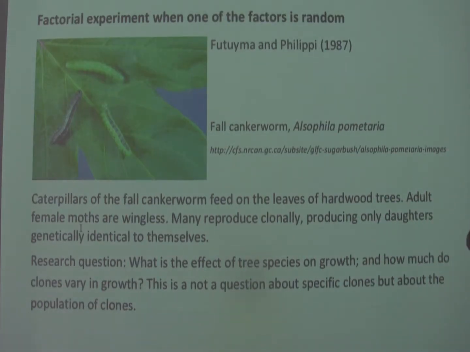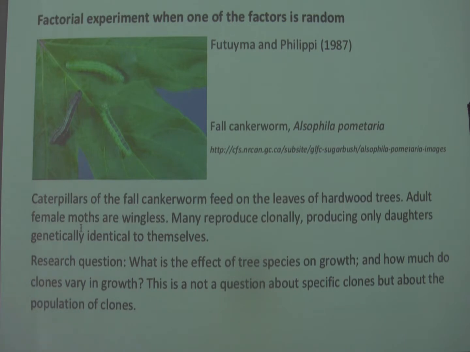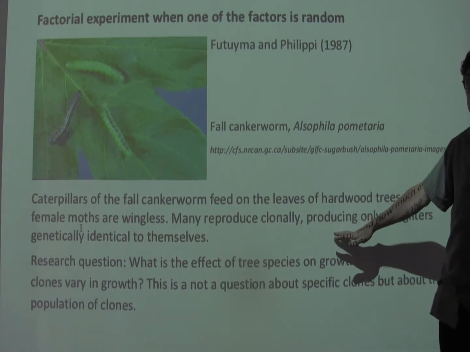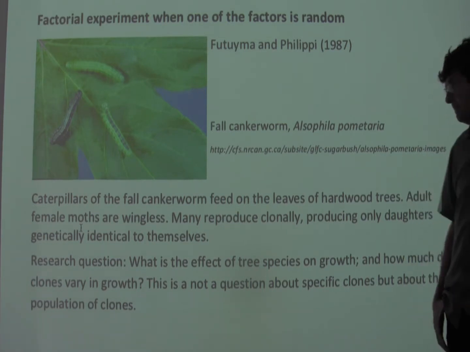Here's an example. So here's a factorial experiment, again involving two treatments, but now one of the factors is random. This is a study by Fatuma and Philippi on a moth called the fall cankerworm. This is a caterpillar of some agricultural importance, and the species in the caterpillar phase feeds on the leaves of hardwood trees in eastern North America. The adult female moths are wingless. Many reproduce clonally. I didn't know that. They produce only daughters genetically identical to themselves. Insects are amazing.